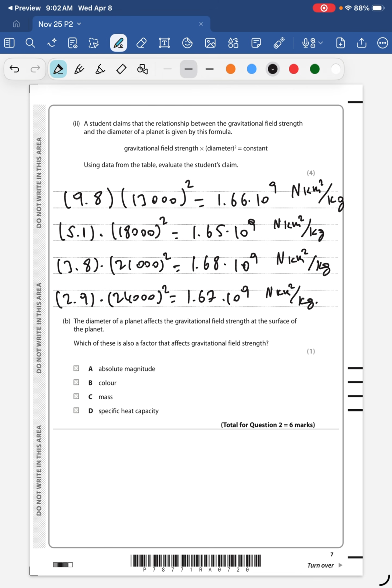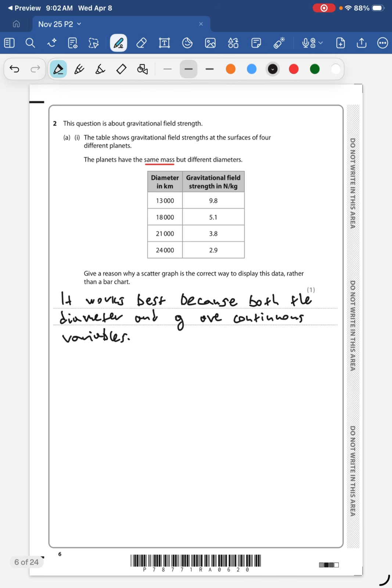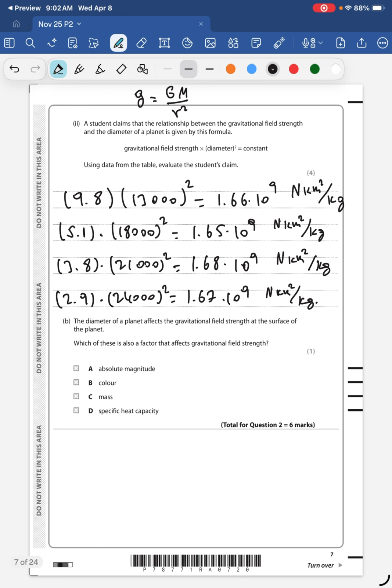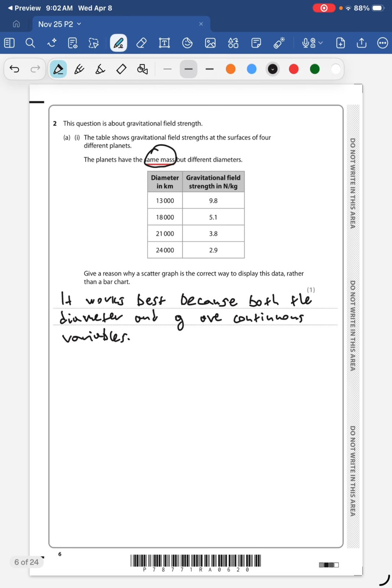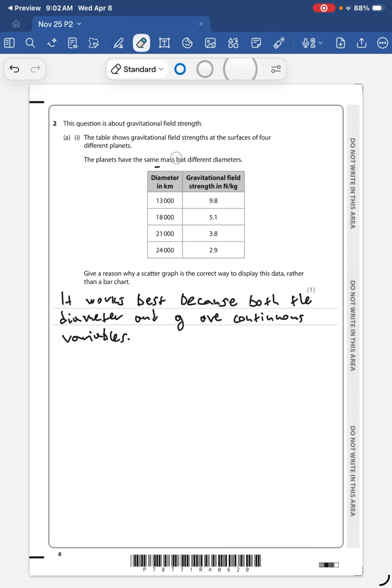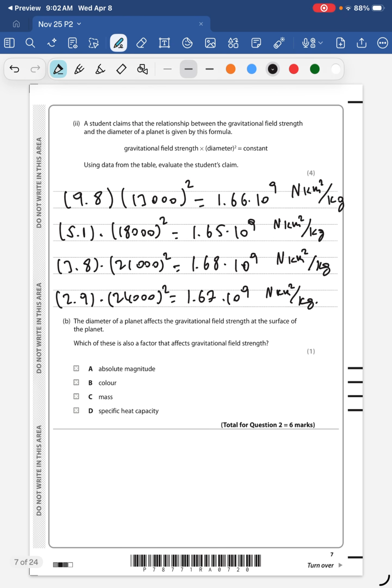I don't know if you learned this. I think you don't learn this yet, but the gravitational field strength is equal to the gravitational constant, so that's a constant, times the mass of a planet over the distance squared. So the reason why this works is because the planets have the same mass. If they didn't have the same mass, this would not be constant. So I told you in the beginning that you will see how the same mass mentioned here will be important in this problem. So this is where it made its appearance.